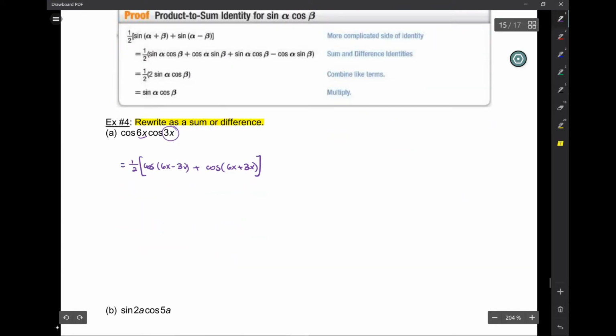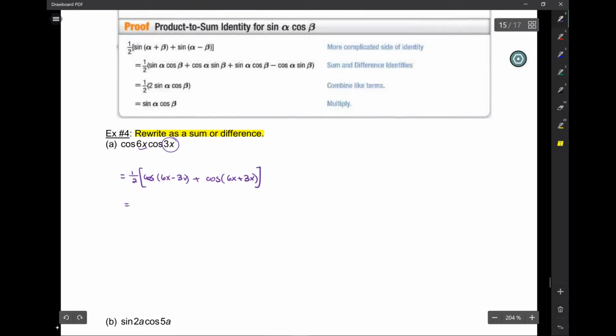Okay, now simplify. Half of cosine 3x plus cosine 9x. And that's it. That really is it. That's all you need to do.